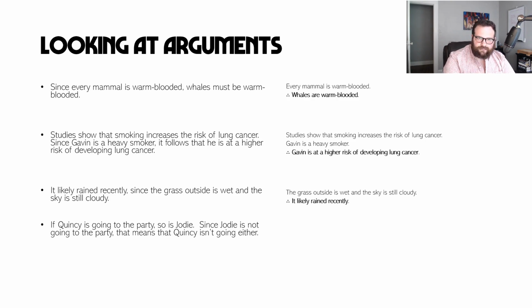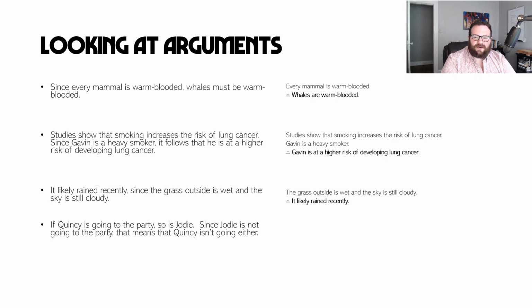Now, I have here the premise as a single sentence. If you broke the premises up into two separate sentences, that's also acceptable. Right? Instead of saying the grass outside is wet and the sky is still cloudy, you might have said the grass outside is wet. Next line, the sky is still cloudy. That's perfectly acceptable. Okay, last one.